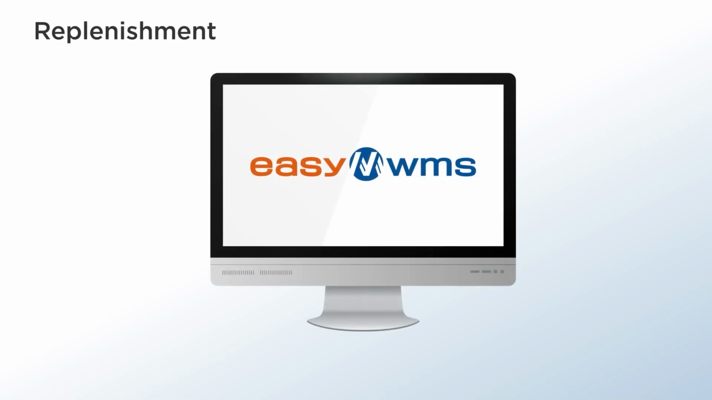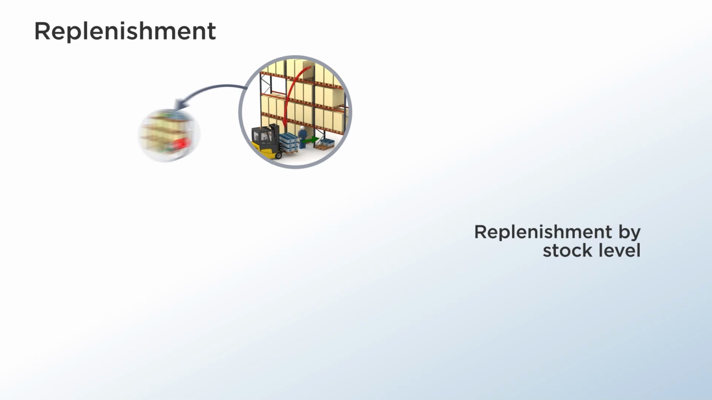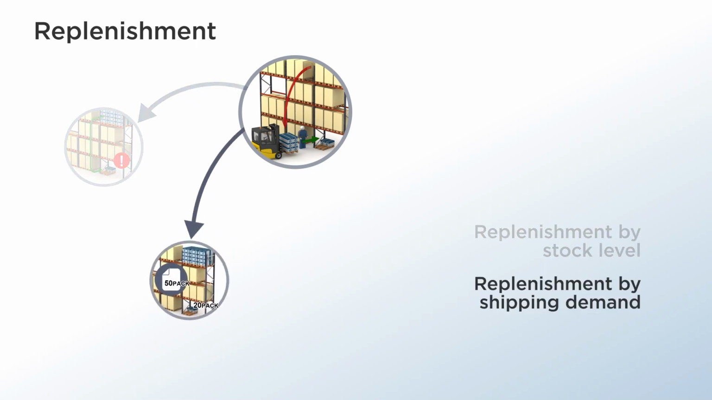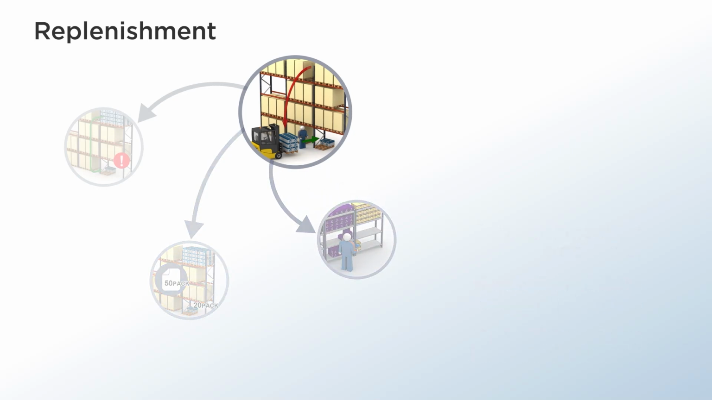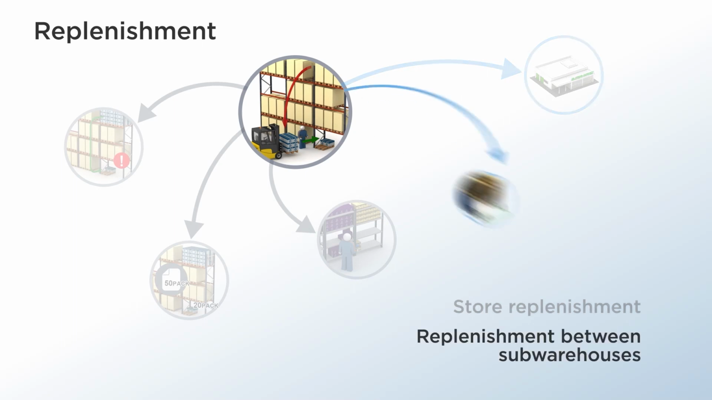To streamline order picking, Easy WMS has automated and manual goods replenishment mechanisms that ensure that stock is available in the appropriate picking locations. Generally, Easy WMS allows replenishment to be configured by stock level based on the quantities needed for shipping orders or as requested by users. Stock in stores is also managed through replenishment.